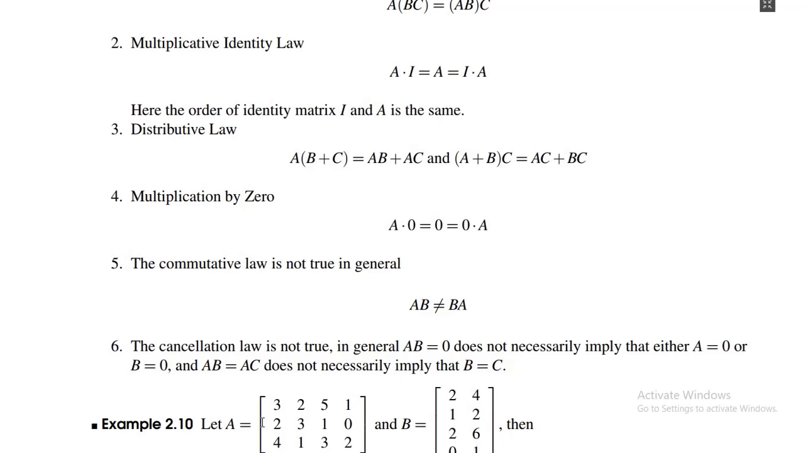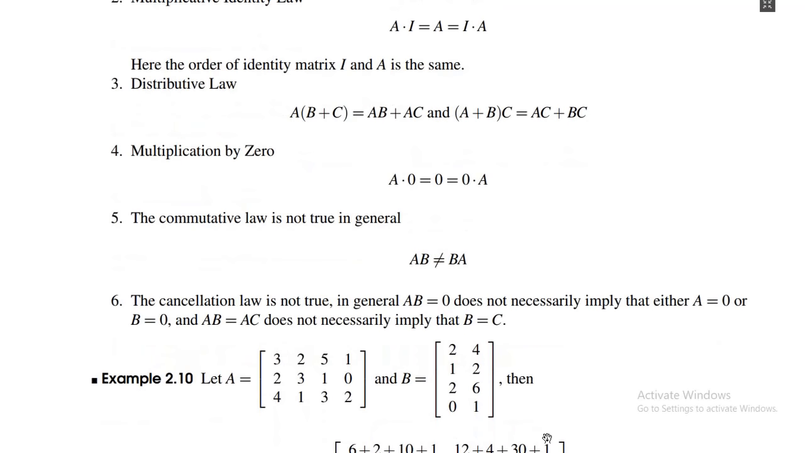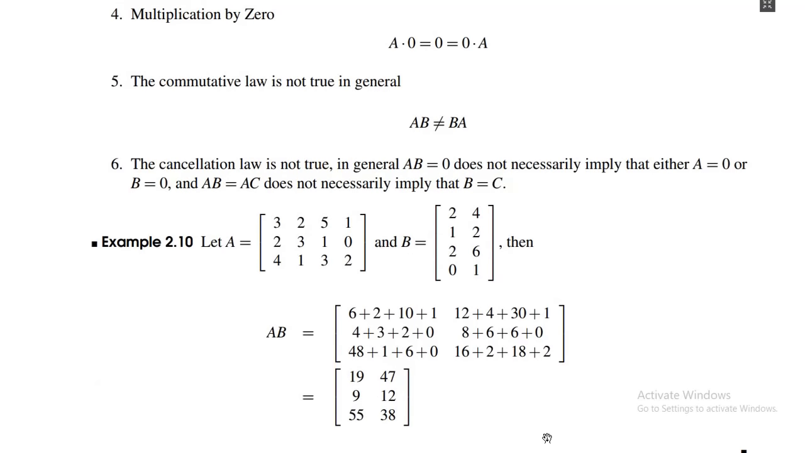For example, let matrix A be given as 3 2 5 1, 2 3 1 0, 4 1 3 2, and matrix B be 2 4, 1 2, 2 6, 0 1. Then what is the product of these matrices? First, matrix A is of order 3 by 4, and matrix B is 4 by 2. Therefore, the number of columns of matrix A is 4, and the number of rows of matrix B is 4. Therefore, the product of these matrices is defined, or conformable.